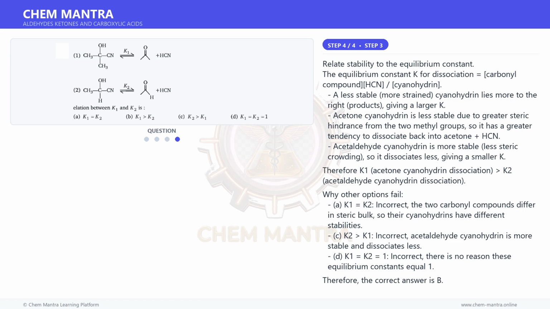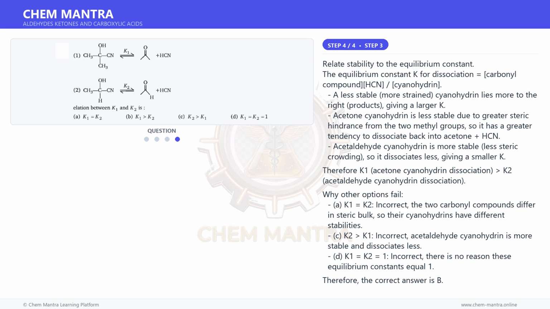Acetone cyanohydrin is less stable due to greater steric hindrance from the two methyl groups, so it has a greater tendency to dissociate back into acetone plus HCN. Acetaldehyde cyanohydrin is more stable, with less steric crowding, so it dissociates less, giving a smaller K. Therefore K1 (acetone cyanohydrin dissociation) is greater than K2 (acetaldehyde cyanohydrin dissociation).